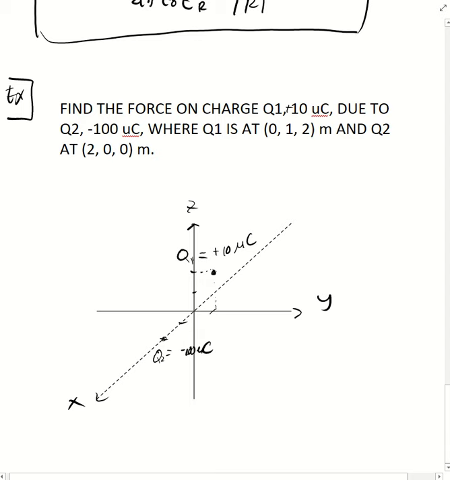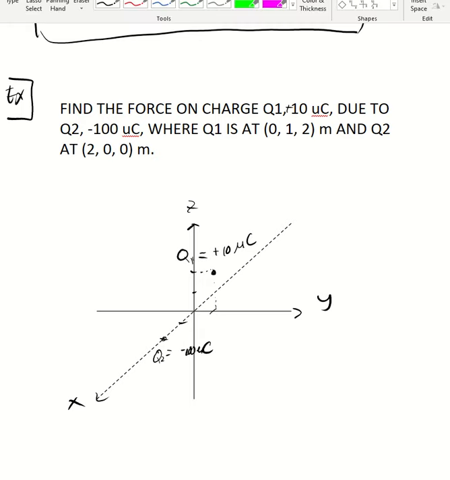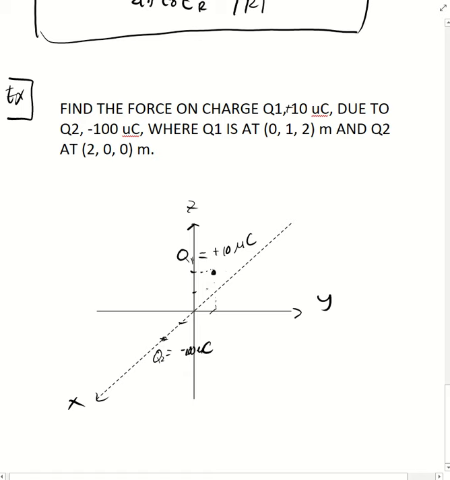Let's call it F1, because it's on Q1. So this will be our directed vector, dr, and because it's 2 and 1, what will be the direction of the force, or R? What will be our R? We can choose R to be in that direction.